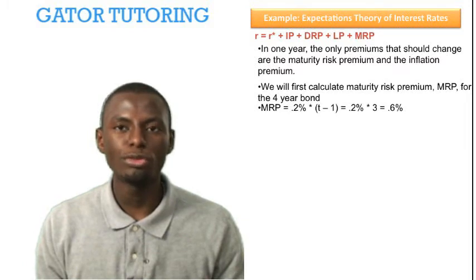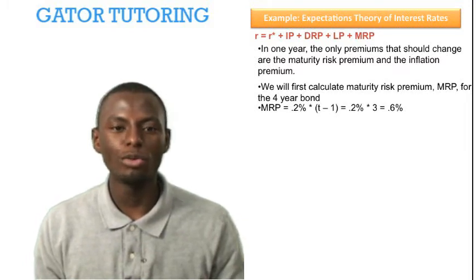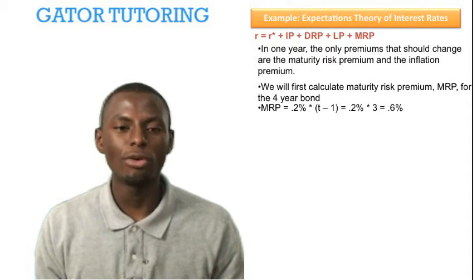MRP equals 0.2% times (T minus 1), where T is time to maturity. So 0.2% times the quantity of 4 minus 1 equals 0.6%. That's the maturity risk premium for the 4-year bond.